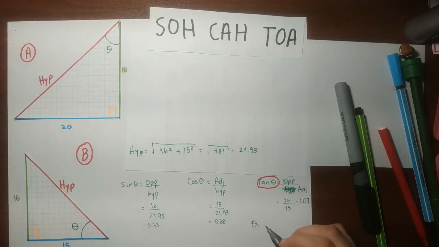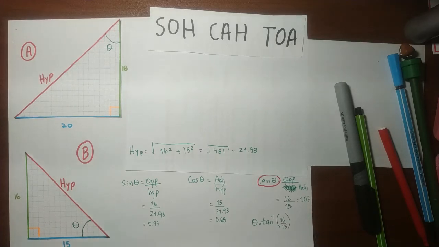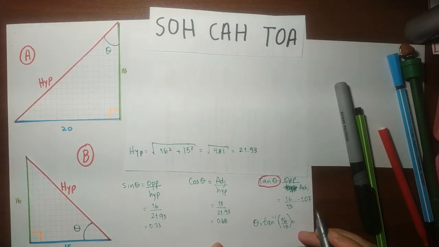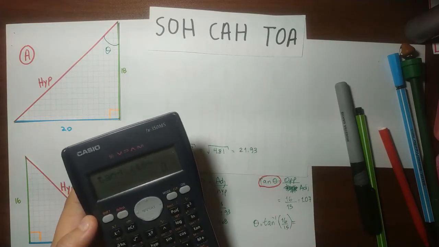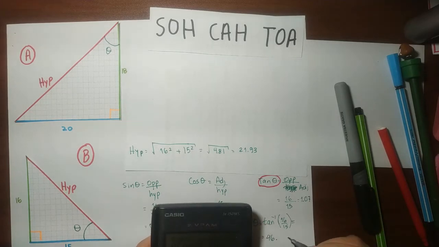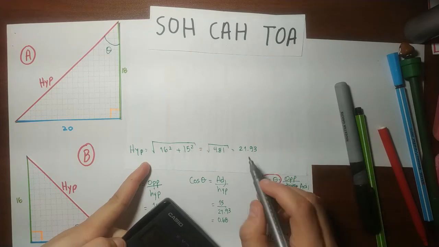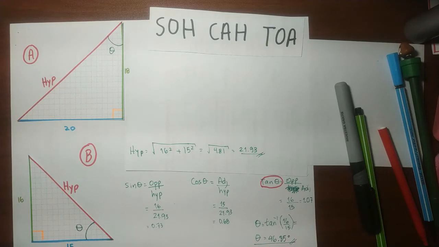So it's arctan of 16 divided by 15, and you do the math and you have shift tan, 16 divided by 15, so my angle here is 46.85 rounded degrees. So there you go, you have your hypotenuse right here, your three trigonometric functions, and you have your angle.